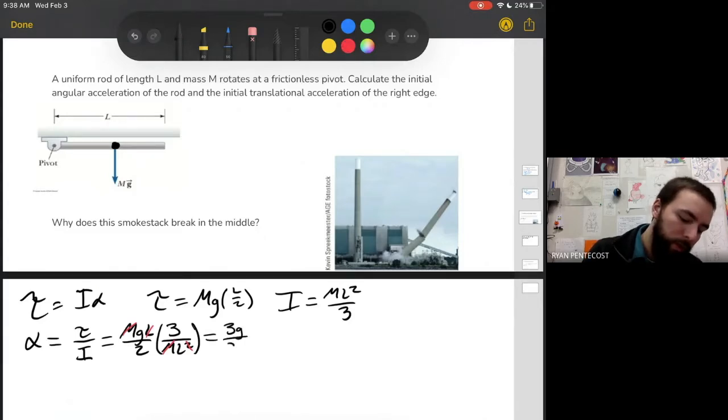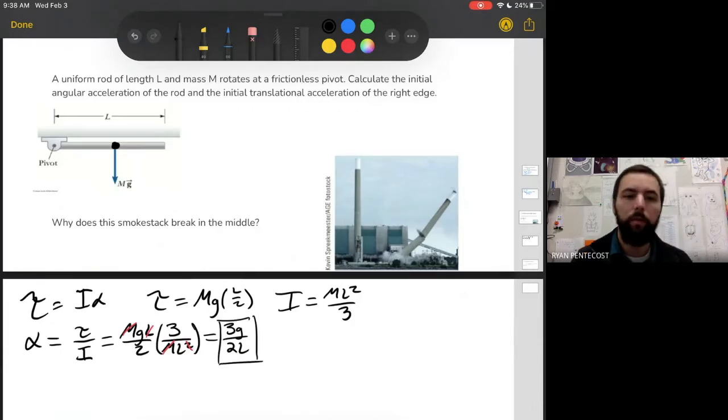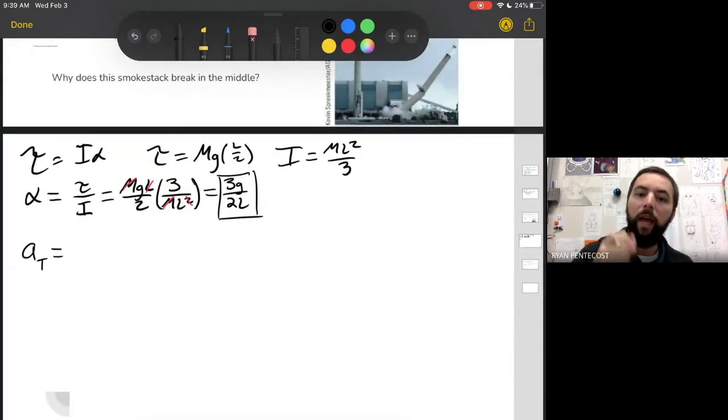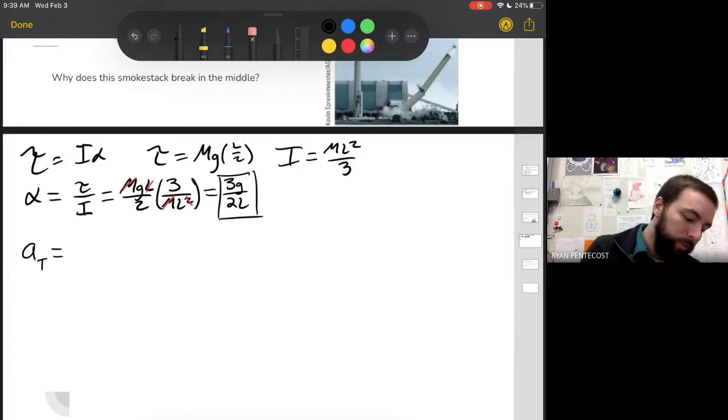3g divided by 2L for the, what is that? Angular acceleration, right? Yeah, angular. We're doing tangential next. So that's the angular acceleration, 3g divided by 2 times the length, which doesn't really have a whole lot of meaning to us, but let's get to that tangential acceleration. Okay, this is how fast the end of that rod is going to accelerate. This is the interesting part.